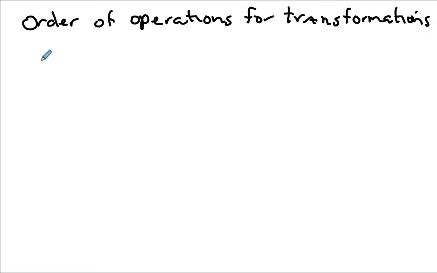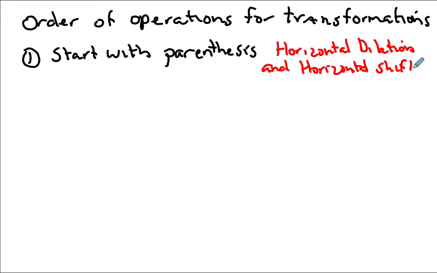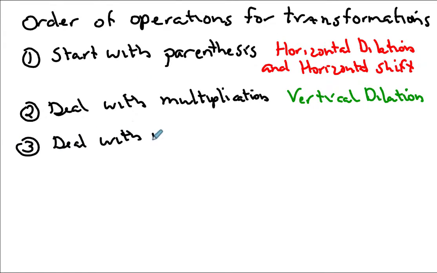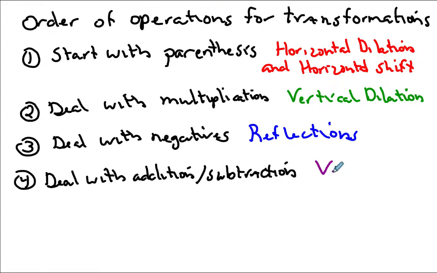So here's the rule of thumb that you usually follow with order of operations. You start with the parentheses, the most inside function. And the transformations that are usually in the parentheses will be your horizontal dilation and your horizontal shifts or translations. Next, we're going to deal with the multiplication outside the parentheses, and so that is your vertical dilation. Third, the negatives, which translates to our reflections. Fourth, you're going to deal with addition and subtraction outside the function, which is your vertical shift.